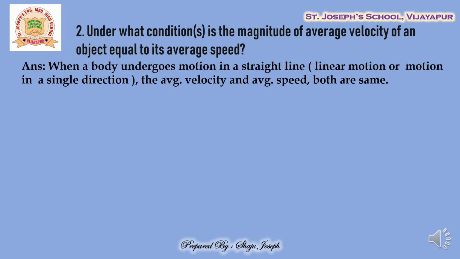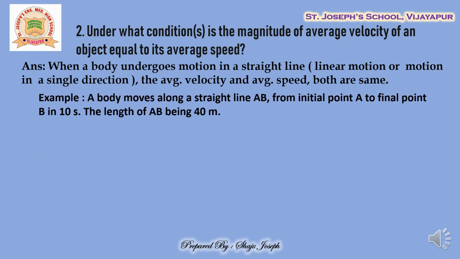See, to understand this, let us take an example. A body is moving along a straight line AB. Let us imagine a line AB, A at one end, B at another end. Let A be the initial point and the final point is B. It covers the distance in 10 seconds. Then the length of AB being 40 meters. So you can draw in a rough page a straight line called AB.